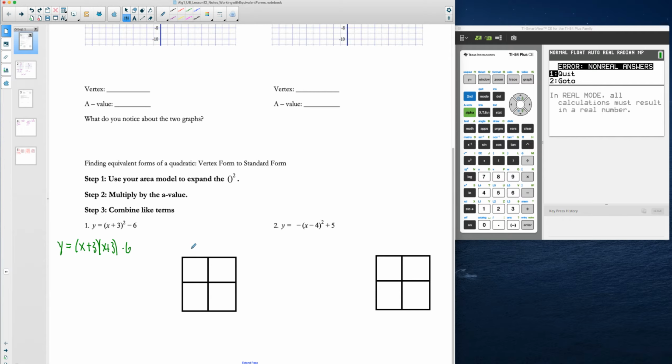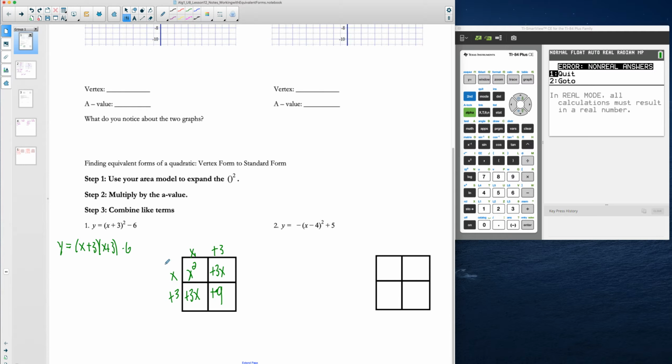So once again, go into our area model. This would be our x. This is our positive 3 here. This is the x. This is positive 3 here. And so x times x is x squared. x times 3 is a positive 3x. And then 3 times x is a positive 3x here. And then 3 times 3 is a positive 9 right here.